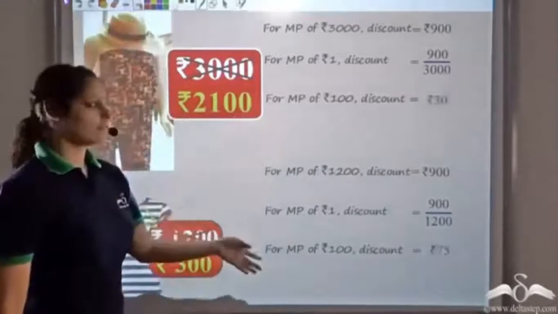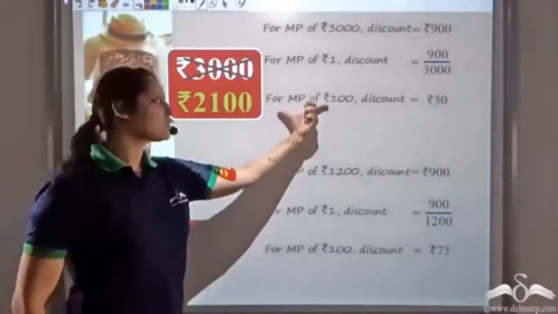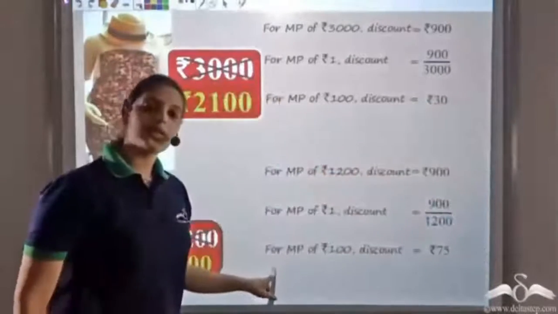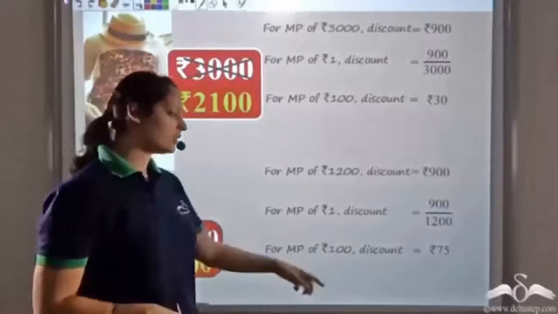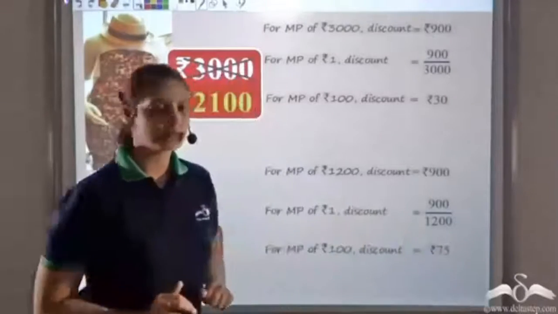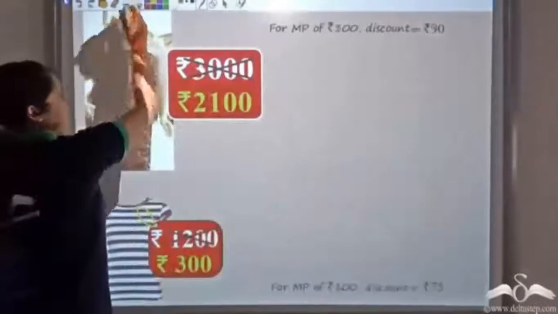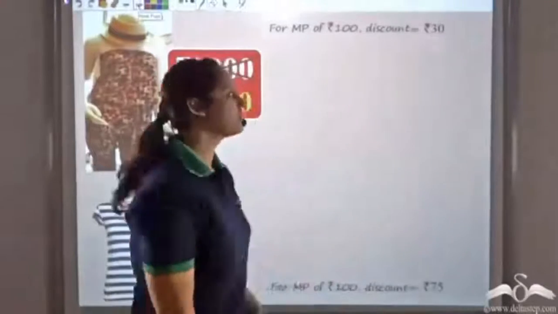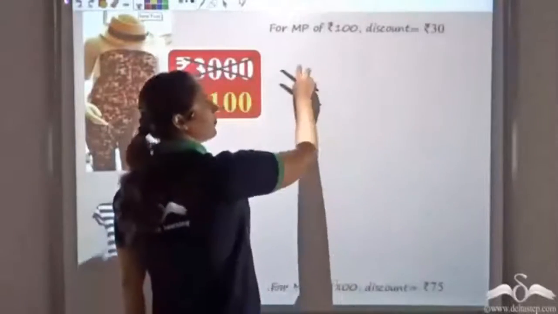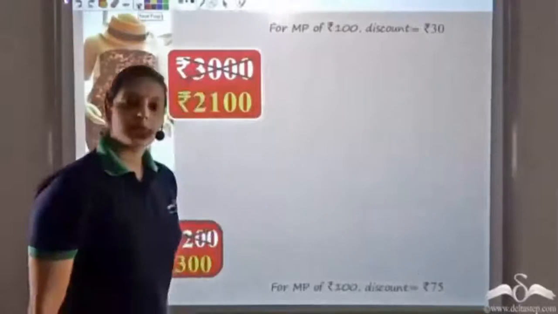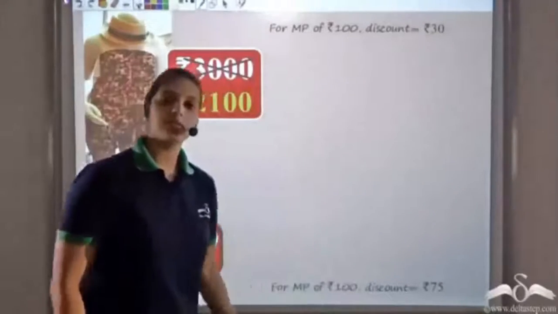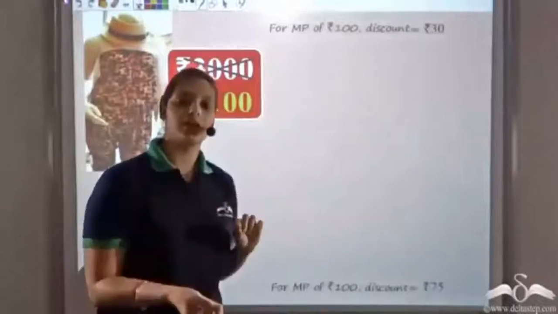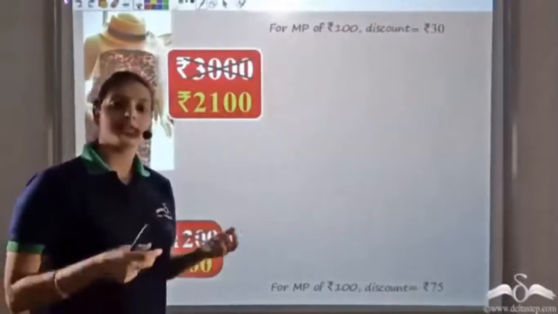So 30 and 75. That is, for a marked price of 100 rupees, the discount is 30 rupees. For a marked price of 100 rupees for this t-shirt, the discount was 75 rupees. So this discount is per 100 rupees of marked price. Again, this discount is per 100 rupees of marked price. So this is discount per 100, or I can say discount per cent.